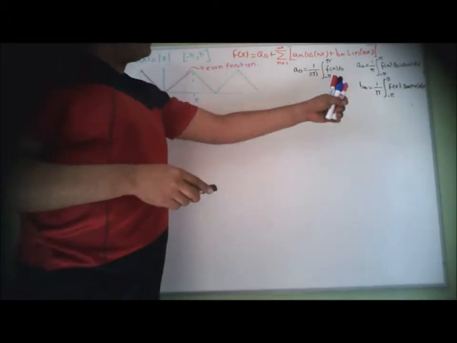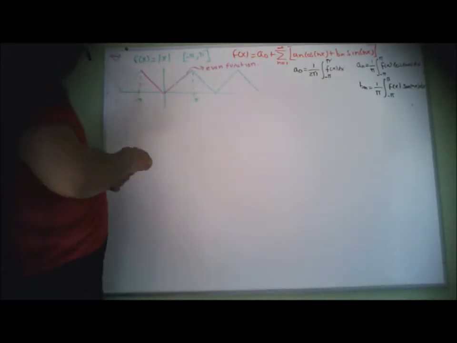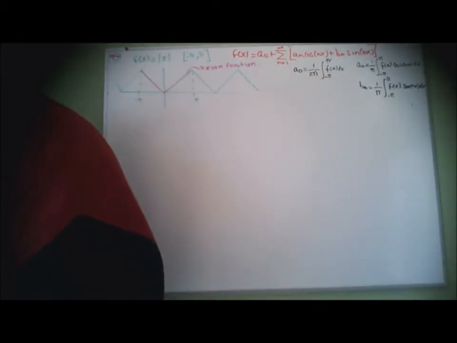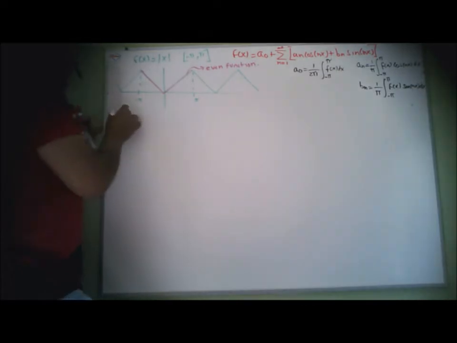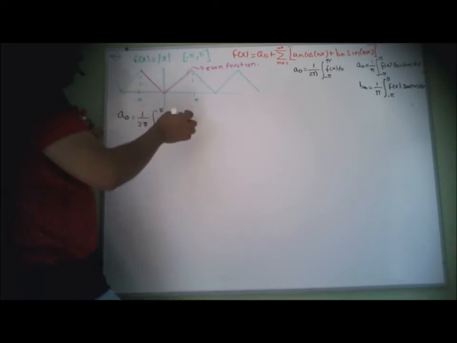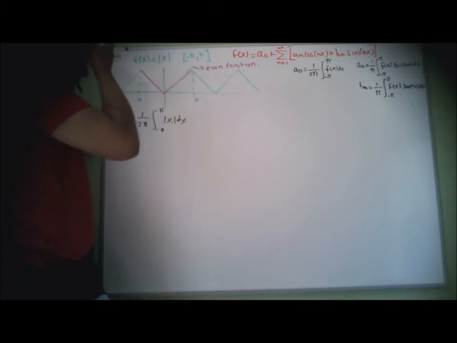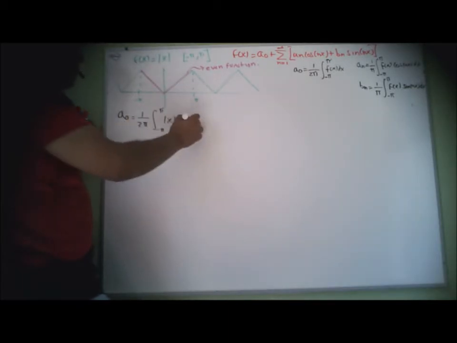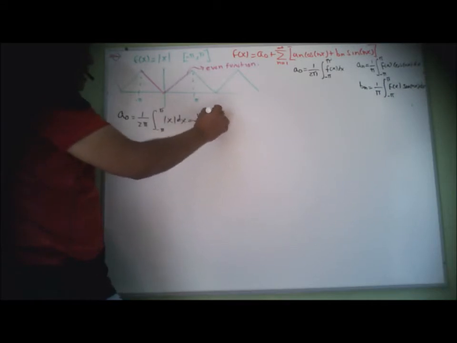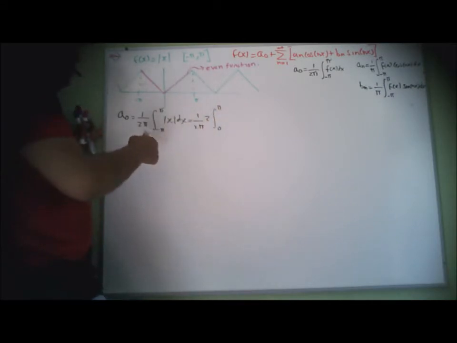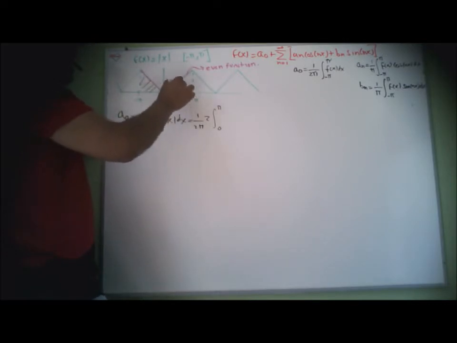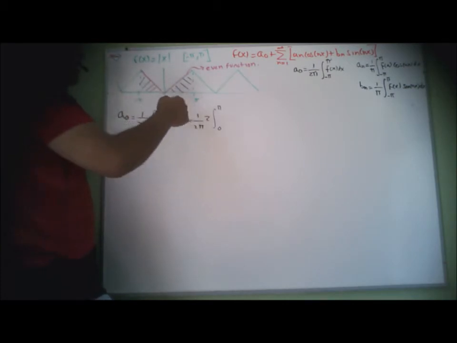Okay, let's calculate the coefficients. So a0 is going to be 1 over 2 pi, the integral from minus pi to pi of the absolute value of x, differential of x. Now, because it is an even function, we can replace this by 1 over 2 pi and then 2 times the integral from 0 to pi. Because this area is the same as this area, you don't have to calculate from minus pi to pi. The only thing you have to do is from 0 to pi and then double it.